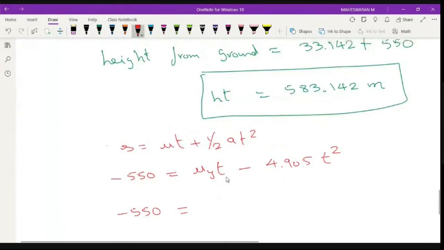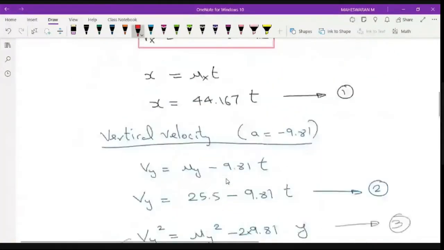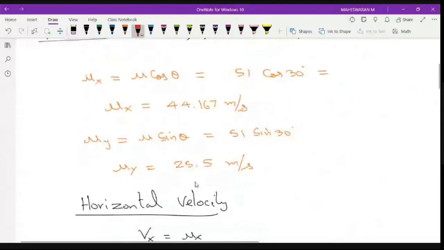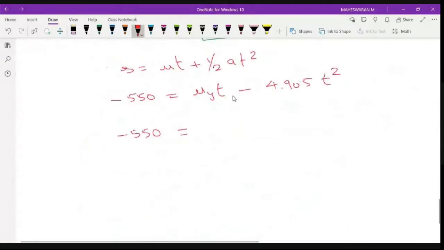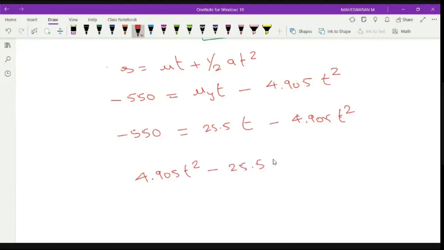So what is your uy? uy is 25.5. So minus 550 is equal to 25.5 t minus 4.905 t square. I can write it as 4.905 t square minus 25.5 t minus 550 is equal to 0. So you have a quadratic equation. Can you identify what is the time taken?